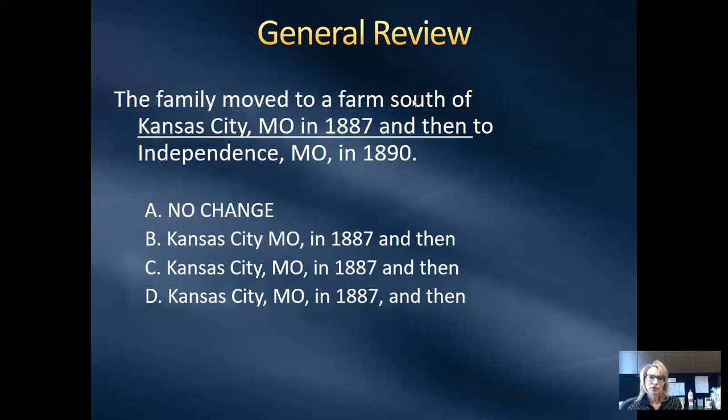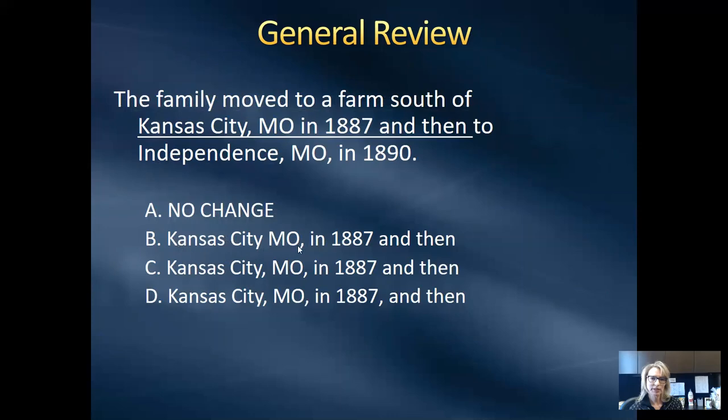The family moved to a farm south of Kansas City, Missouri in 1887 and then to Independence, Missouri in 1890. Well, one of the things it's testing is commas, that we can see what's changing down here in the answer choices. Look at your answer choices and it gives you an idea of what you're being tested on. So obviously there's differences in the commas here. So we learned back in our first lesson that we need a comma after a state. So it's not going to be the no change option.